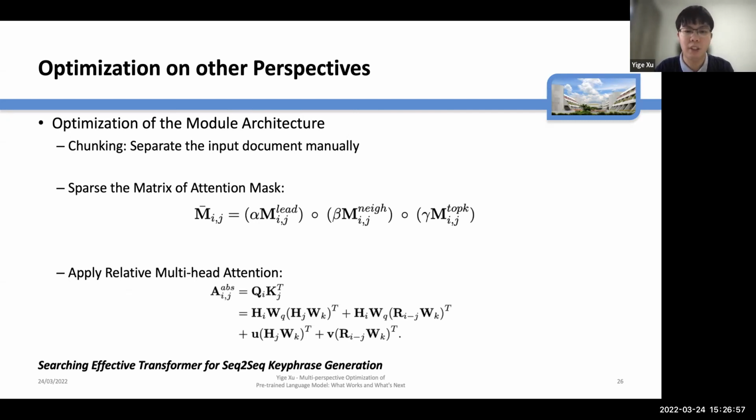Firstly, we have the chunking that separates the input document manually, which forces the model to attend to a smaller range. Then we sparsify the attention matrix with attention masks of three parts. The first one is the lead mask. That means that every token will only attend to the leading K tokens. And the second one is the neighborhood mask. That means that every token will only attend to its K neighbors. And the last one is the top-K mask. That means that every token only attends to the top K tokens with the highest attention scores. And in this way, we can sparsify the attention to reduce some uninformative, unuseful information.